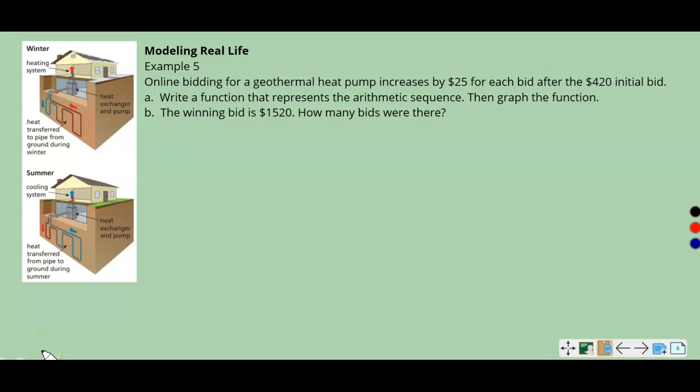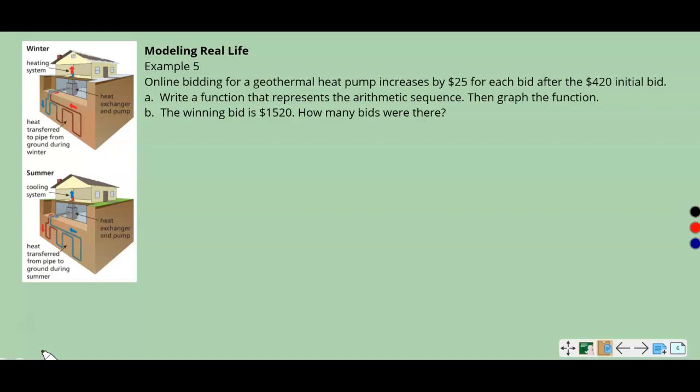All right, we are on arithmetic sequences part 2. This is example 5, modeling real life. Online bidding for a geothermal heat pump increases by $25 for each bid after the $420 initial bid. Write a function that represents the arithmetic sequence, then graph the function. The winning bid is $1,520. How many bids were there?